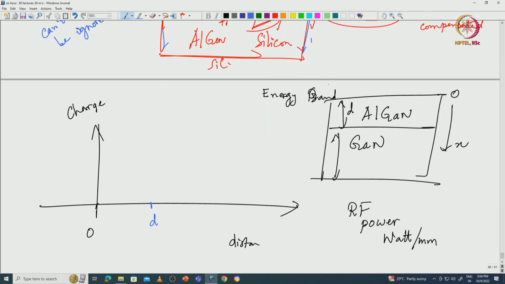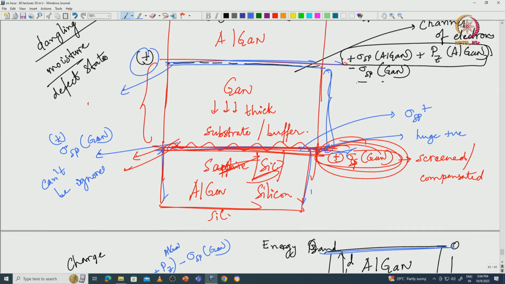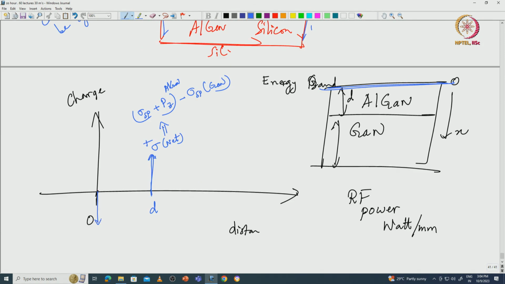So, I will call this plus sigma net, and this net is basically sigma sp of AlGaN plus sigma pz of AlGaN minus sigma sp of GaN. That is your net positive. At the top surface at 0, I told you there is a significant negative charge there because of the negative polarization. I will call it minus sigma top, and that is basically minus spontaneous polarization of AlGaN minus piezoelectric polarization of AlGaN, that is the total negative charge.